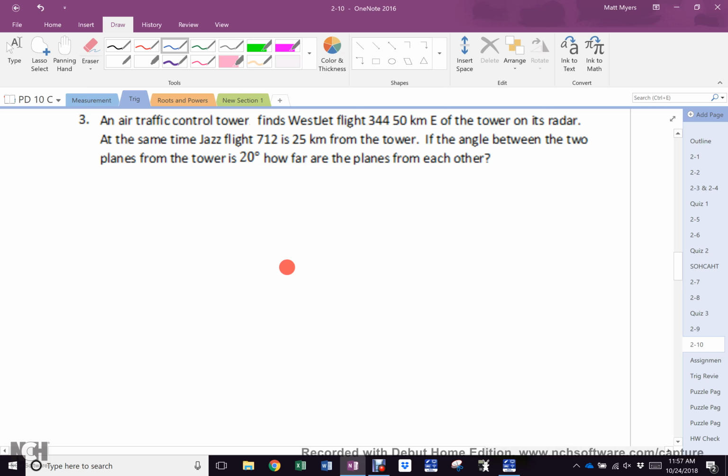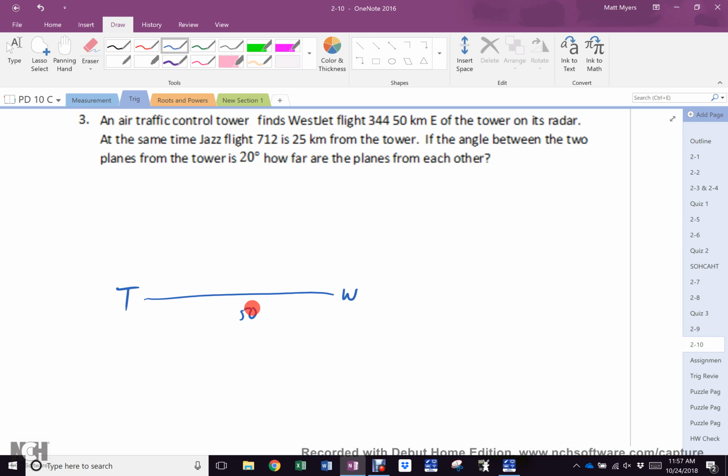What's shared between the two planes? Tower. Great. So I got a tower. I look out the tower and what do I see? I see two planes. One plane is where? 50 kilometers east. How do we show east on a drawing? Straight to the right. So out here I've got flight W. How far away is it? 50. What else do I know?